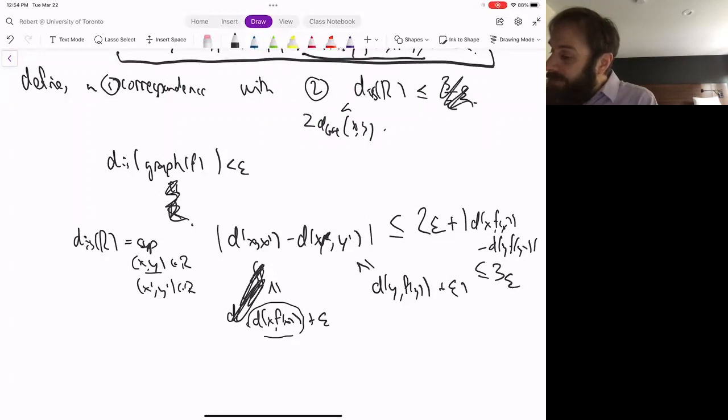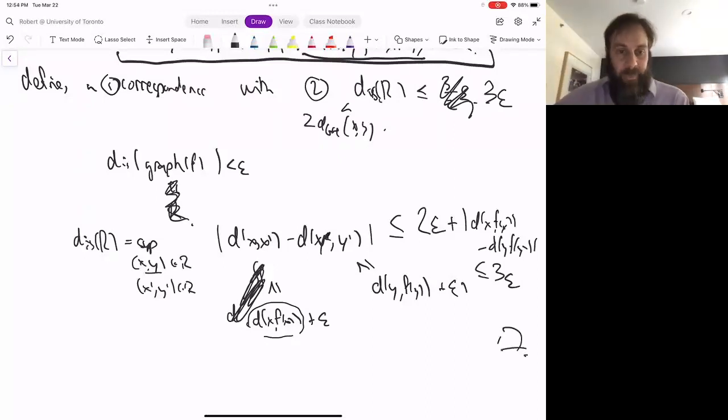So in fact, what I got is the distortion is less than 3 epsilon, but the distortion controls 2 times the Gromov-Hausdorff distance. The Gromov-Hausdorff distance is less than or equal to 3 halves epsilon. Phew, that was what we wanted.